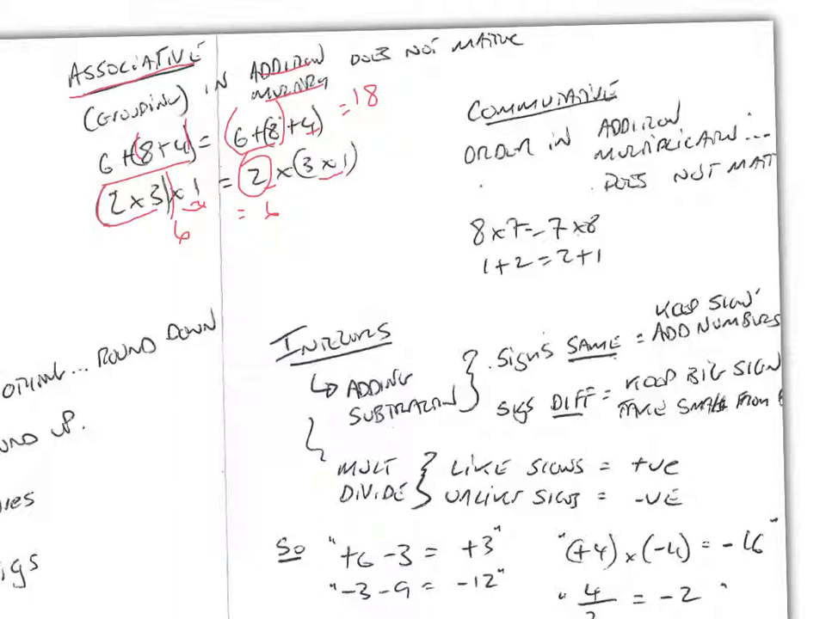The commutative property in maths tells us that the order of the numbers, 8 times 7 is the same as 7 times 8 in multiplication, or the order of numbers in addition, 1 plus 2 is the same as 2 plus 1. It doesn't matter. That's what commutative means.